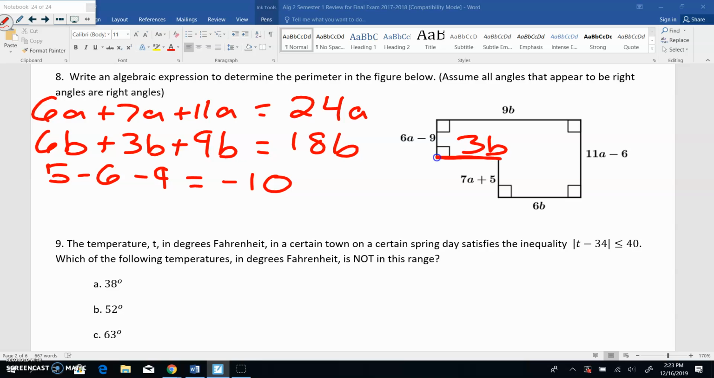The final answer is just put all those together. It was a positive 24a, a positive 18b, and a negative 10. Okay, so that's what that looks like. All right.